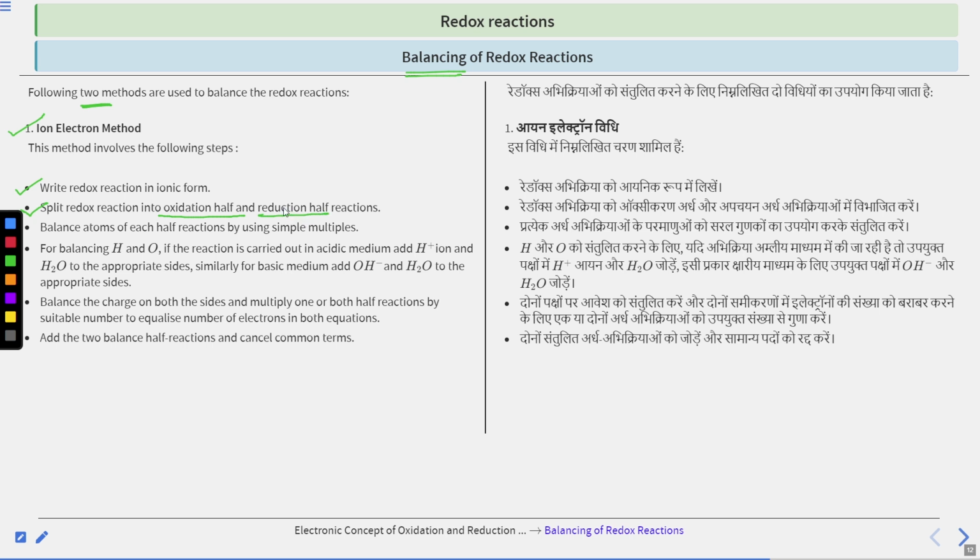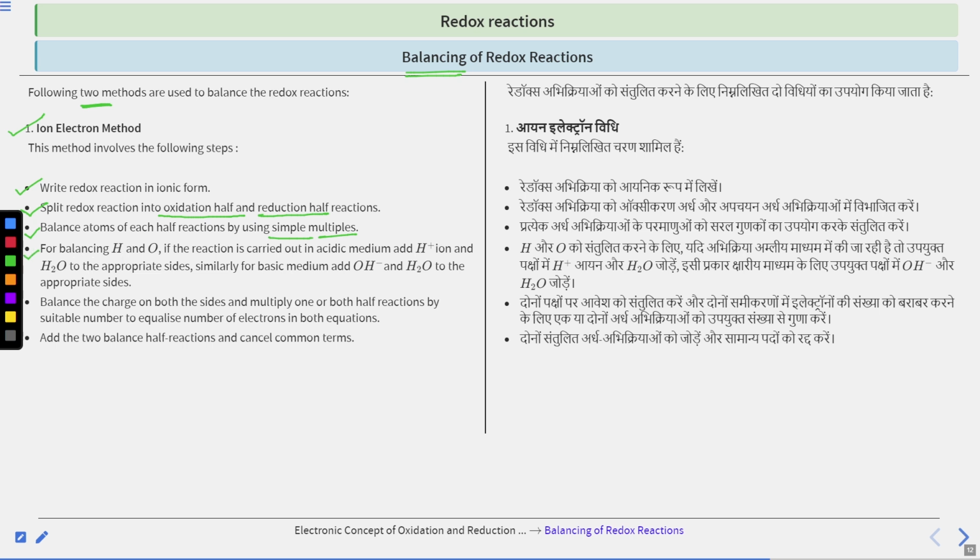As I said, in a redox reaction both the processes of oxidation and reduction are happening simultaneously. So we have to split these two. We have to write the oxidation half reaction and the reduction half reaction. Balance the atoms of each half reaction by using simple multiples. Now, as we have one half reaction of oxidation and one of reduction, we have to balance the atoms in each of the half reactions by using simple multiples.